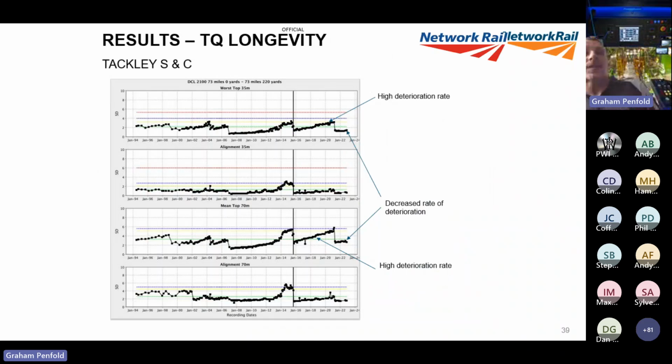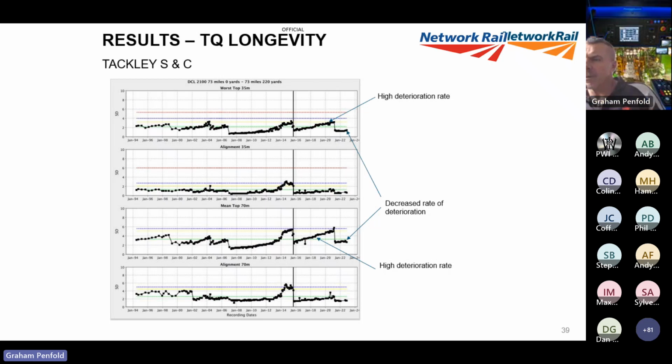And this was an S&C job actually, so I thought I'd apply it to S&C as well. I really like this historical graph because we're looking at the top and the third graph down. The top graph is worst top 35 meters, shortwave top basically. The third graph down is mean top over 70 meters, which is our long range filter. Now, as you can see, the high deterioration rates, but when we used DTS in conjunction with Overlift, DTS settlement compensation, I should say, we then got again into good track.